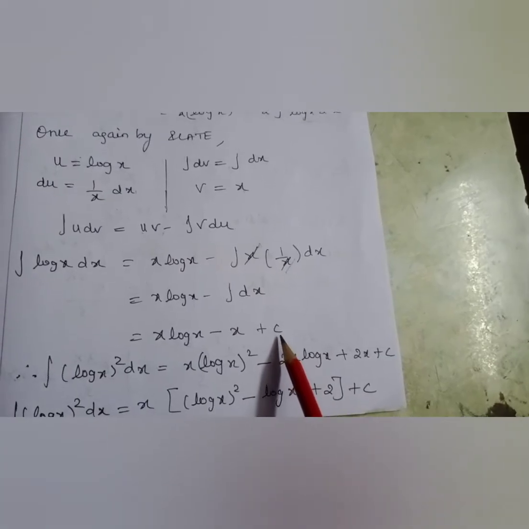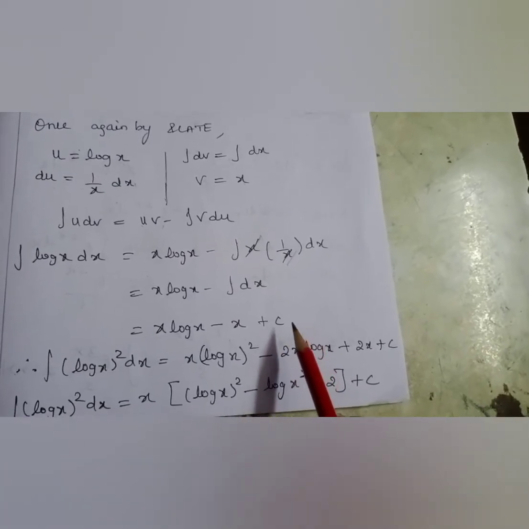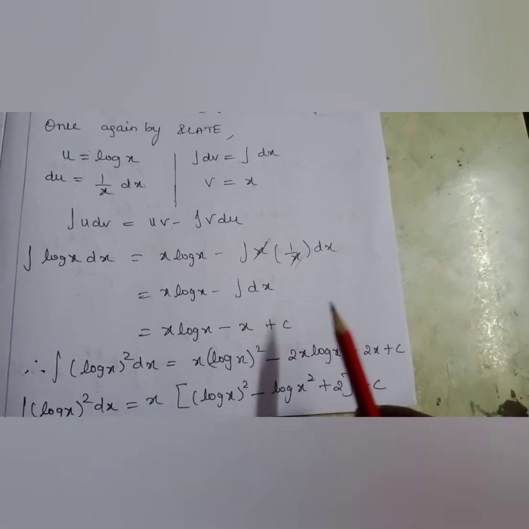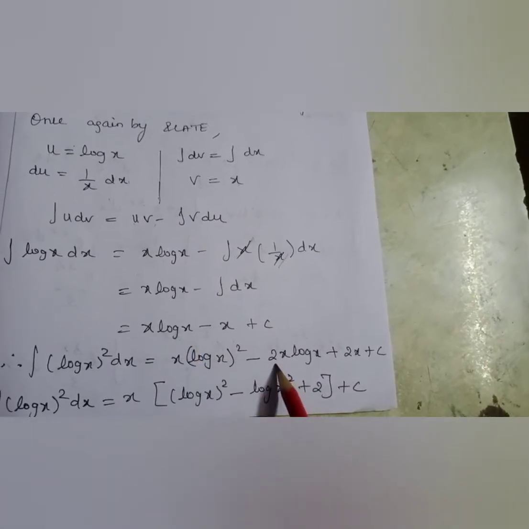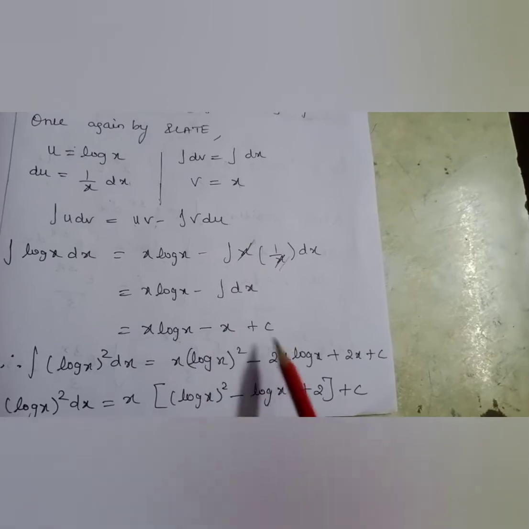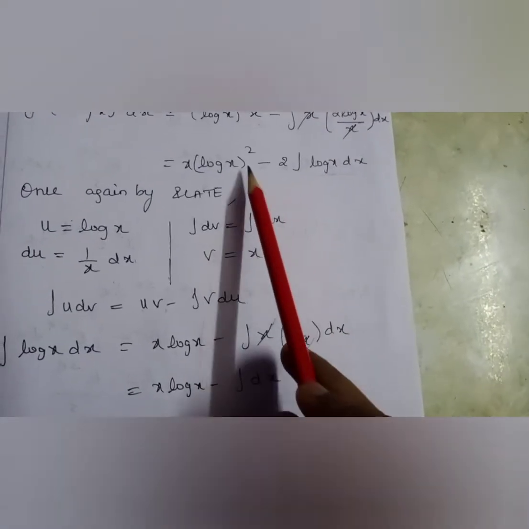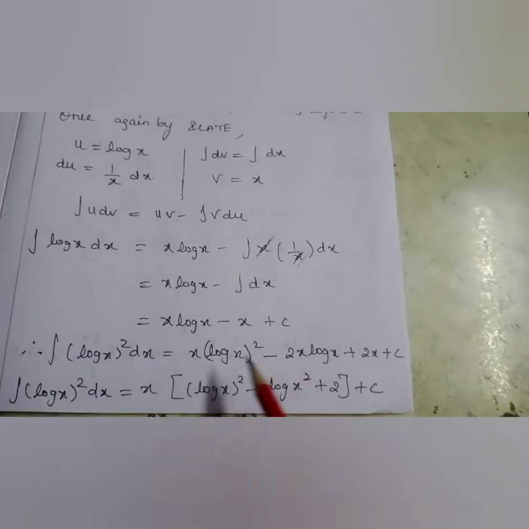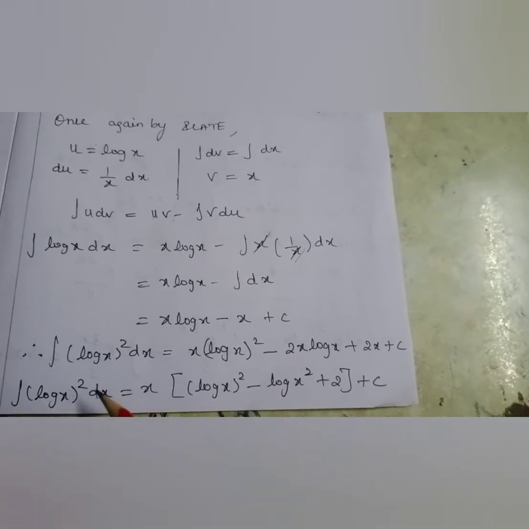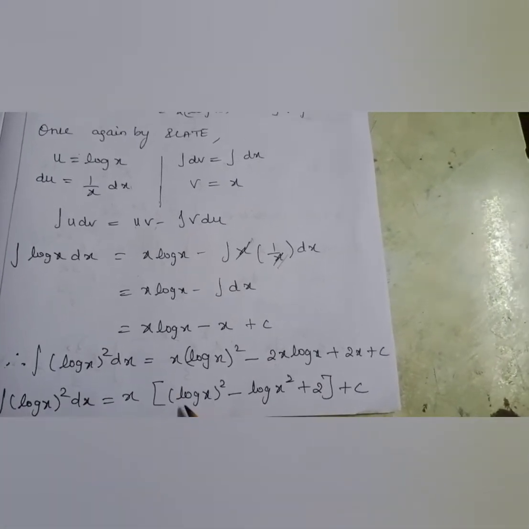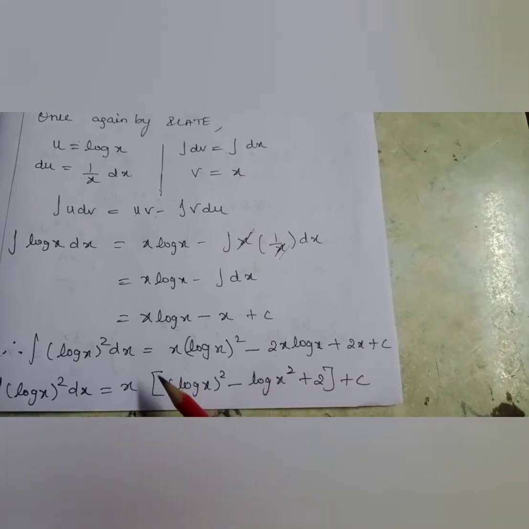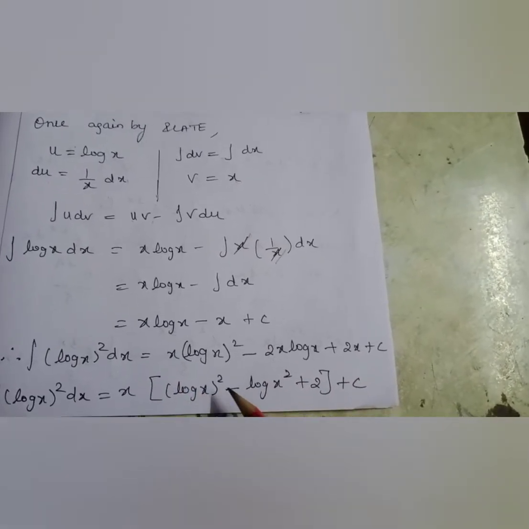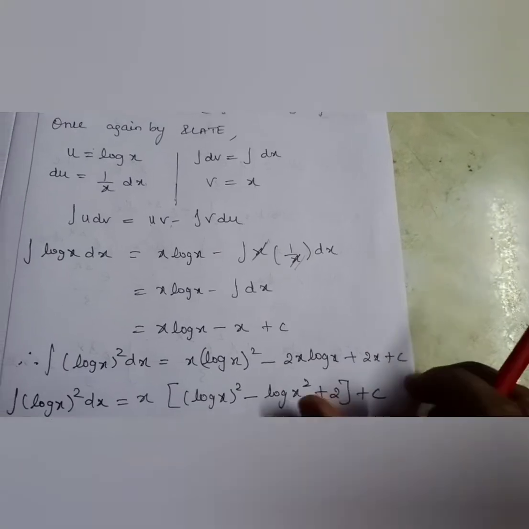So c is the integration constant, so it is not a must that you multiply the constant 2 with c also. Multiplying, I am getting 2 into x log x, that is 2x log x, and minus into minus will become plus because before 2 there is a minus sign. So we will get plus 2x. So the answer is integral of (log x) whole square dx is equal to x into, you can take the x outside, you are having x common on all the three terms. So x into (log x) whole square minus 2 log x plus 2, plus c.